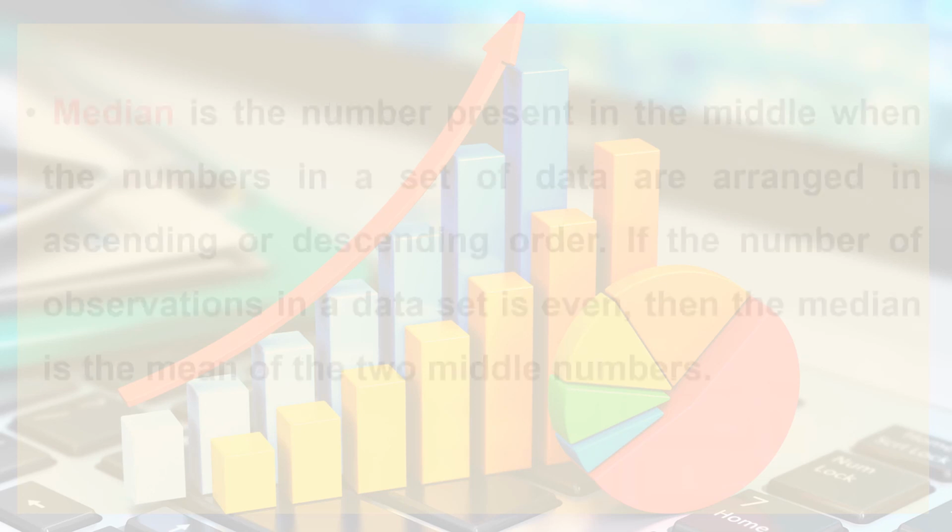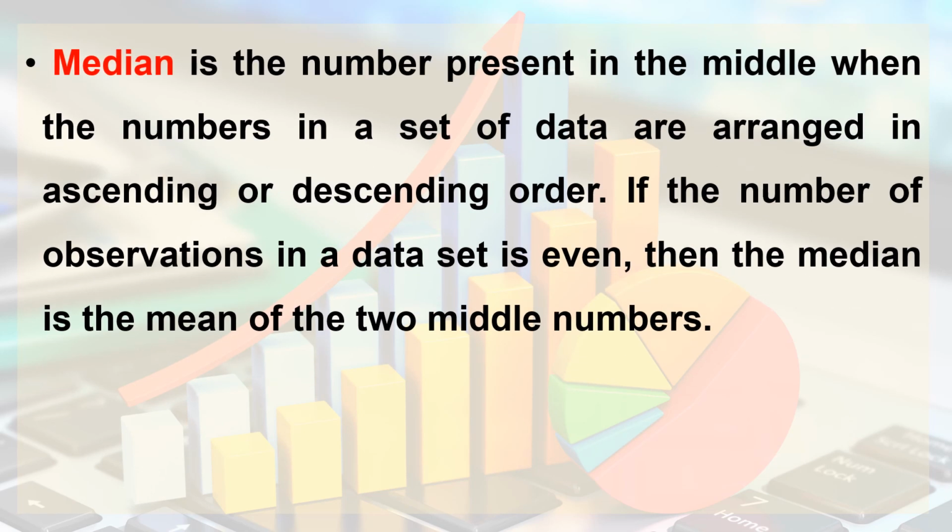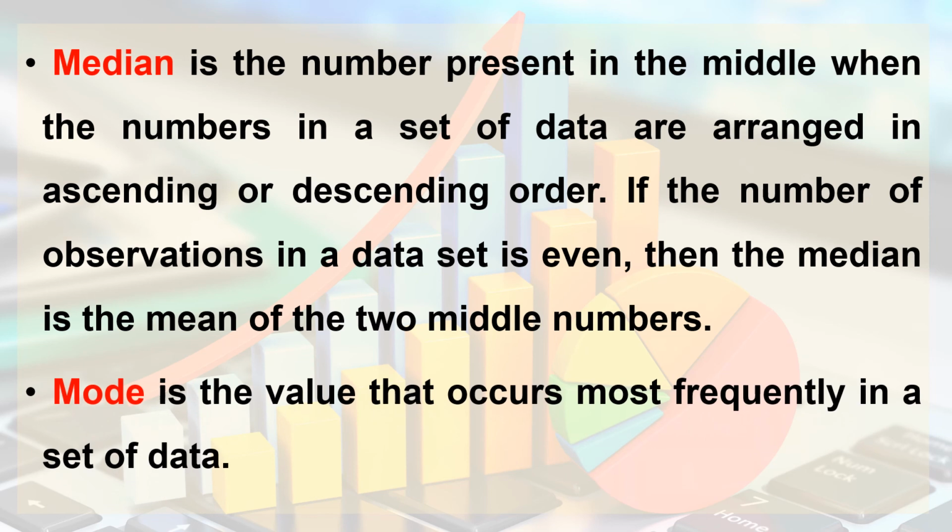And in a previous class we learned about median. Median is also a measure of central tendency. Median is the number present in the middle when the numbers in a set of data are arranged in ascending or descending order. If the number of observations in a data set is even, then the median is the mean of the two middle numbers. That is discussed in detail in the section where we dealt with median. And today's section is mode. Mode is the value that occurs most frequently in a set of data.